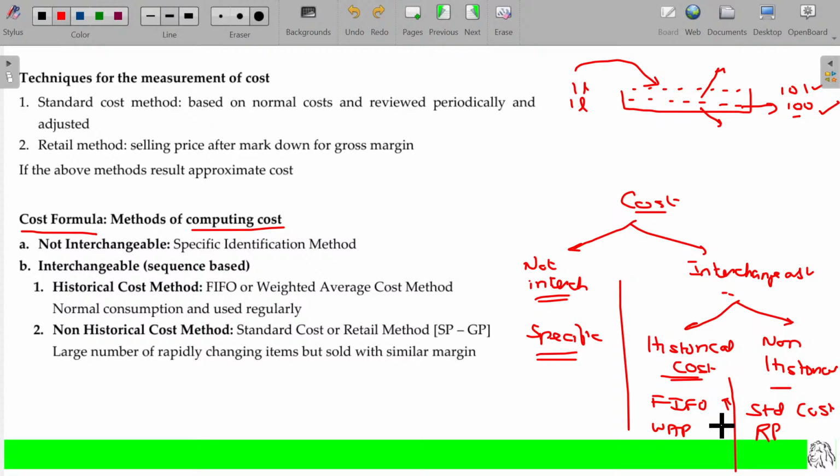This is nothing but the actual cost. Actual cost I spent for purchasing the first 1 lakh liters of petrol, and another 1 lakh liters of petrol was purchased for 101. This is the actual cost. So whenever we take the actual cost, it is called historical cost. So here the historical cost is taken.